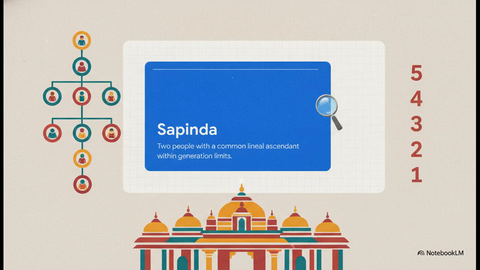So combine that generational counting with the family tree, and you get this exact legal definition. Two people are Sapindas of each other if one is a lineal ascendant of the other within the limits of Sapinda relationship, or if they have a common lineal ascendant who is within the limits of Sapinda relationship with reference to each of them. Mastering both the visual logic and the text means you completely own this complex section of the Act.